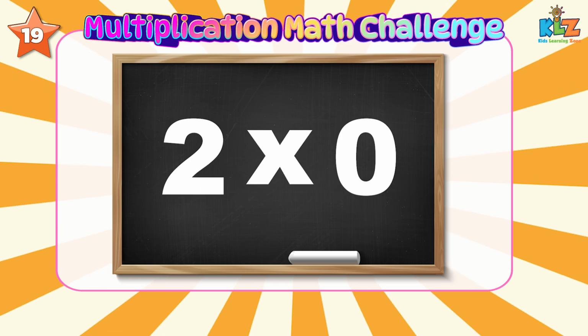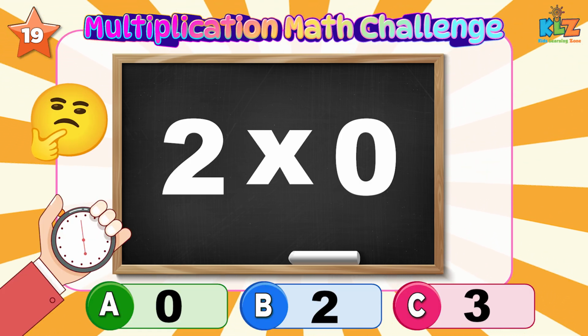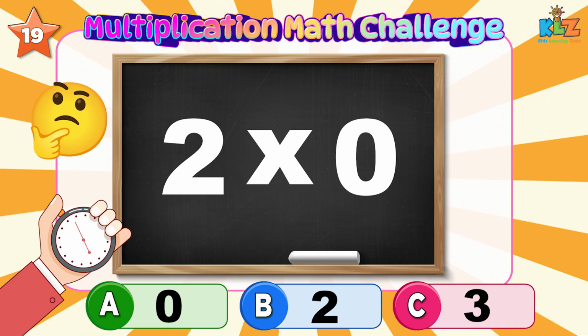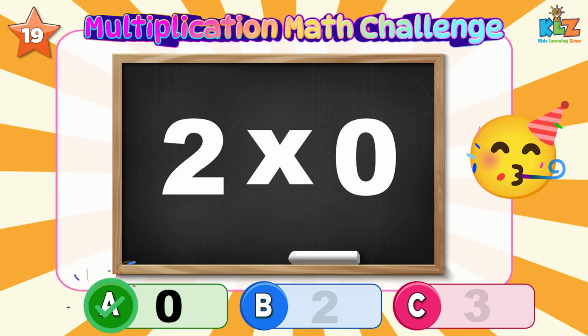What is 2 multiply 0? Think fast. You have 5 seconds. Correct answer, option A, 0. Fantastic.